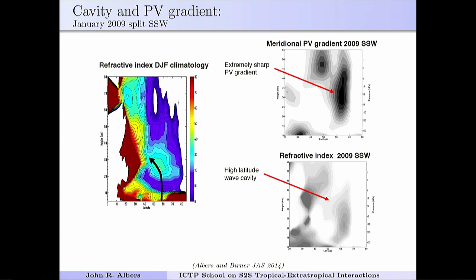So essentially, how could we look at, as I showed you before, these ideas of preconditioning and of wave focusing? I showed you the PV gradient that was very sharp. And indeed, for the 2009 warming, we did have this very sharp PV gradient. So what that means, in the traditional sense, is that instead of waves propagating equatorward, here I've shown what's called the refractive index for the DJF climatology. And the refractive index essentially just tells you where waves are going to propagate.